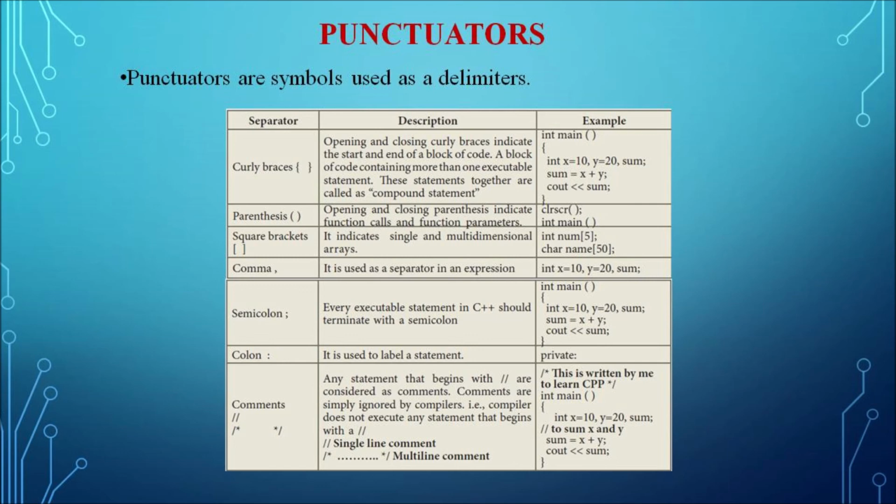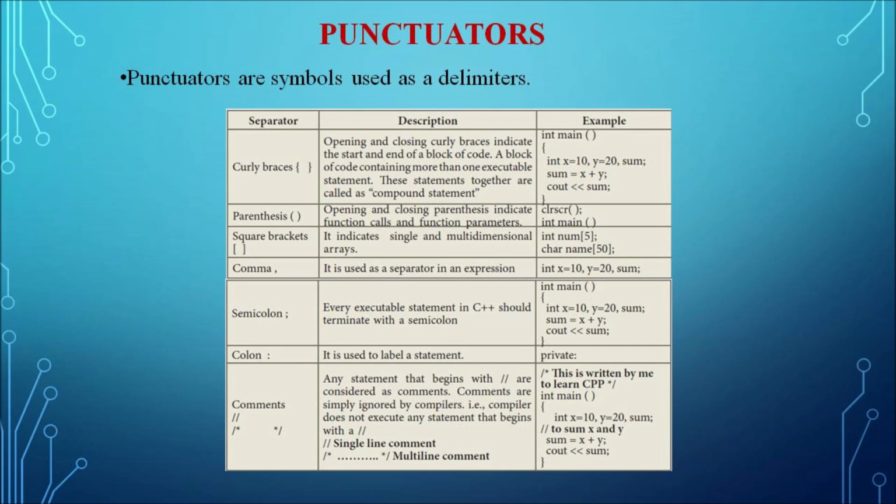And next one is semicolon. Semicolon is mainly used to terminate the statement. It means that the particular statement ends at that point. So you see int x is equal to 10, comma, the statement still continues, y is equal to 20, again comma, and the variable sum. Here you see next to the sum they use semicolon. It means that the particular statement ends next to the variable sum.